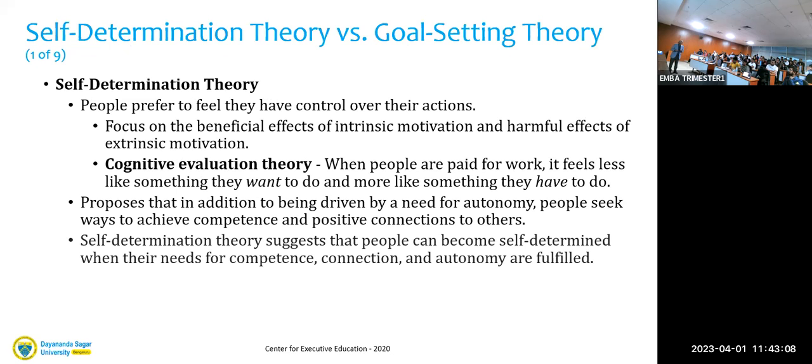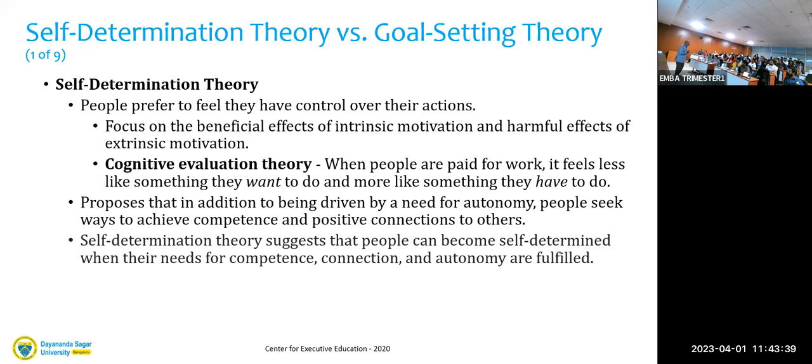And then we have what is called the self-determination theory. That is, people prefer to feel they have control over their actions. So you have this word called empowerment. So people want to feel empowered. That is, I can do what I like to do with my own life and so forth, and focus on the beneficial effects of intrinsic motivation and the harmful effects of extrinsic. So you're on a job because you like the job.